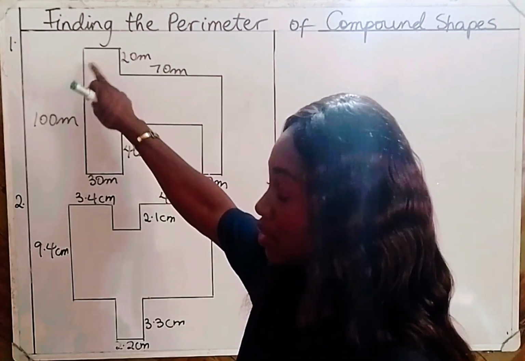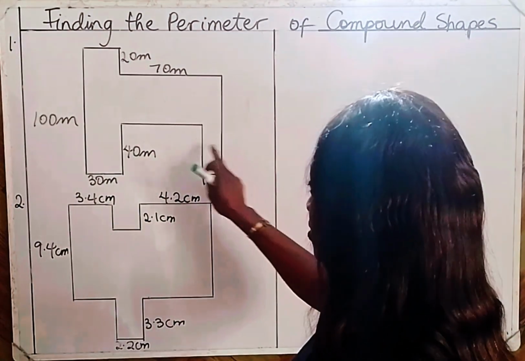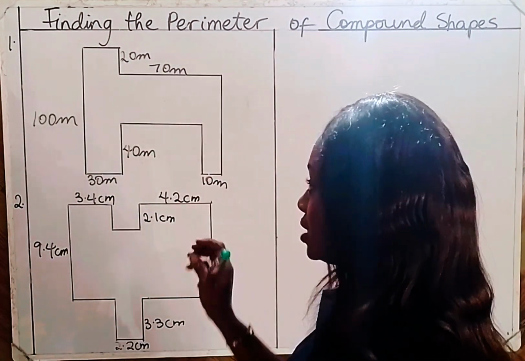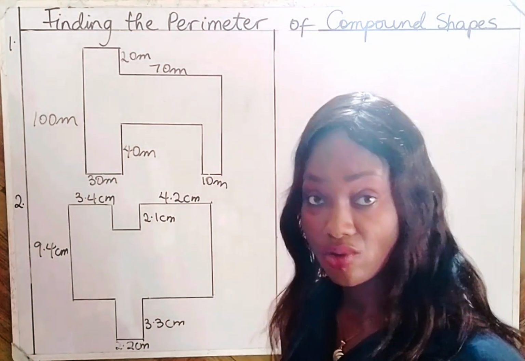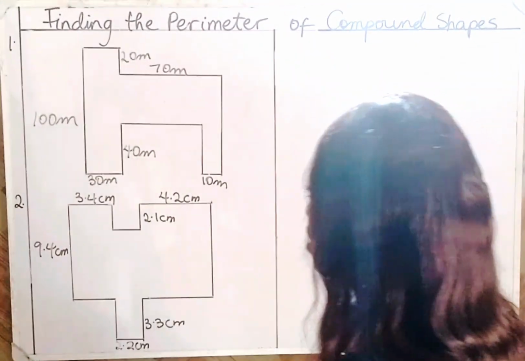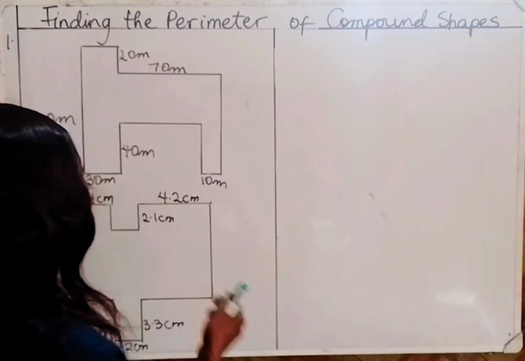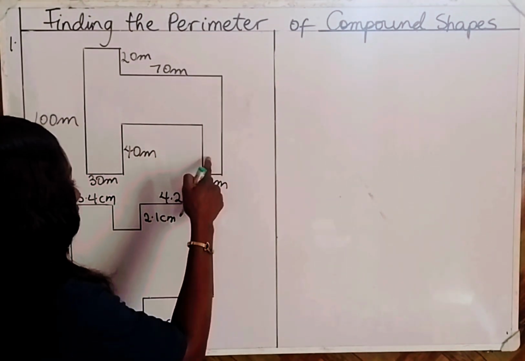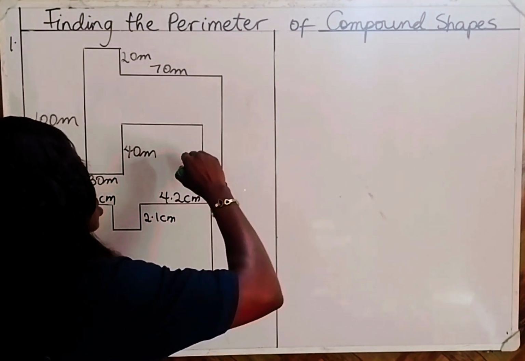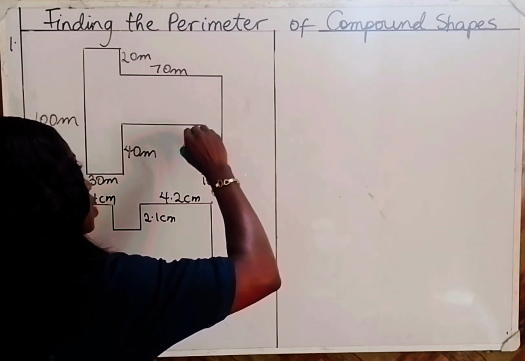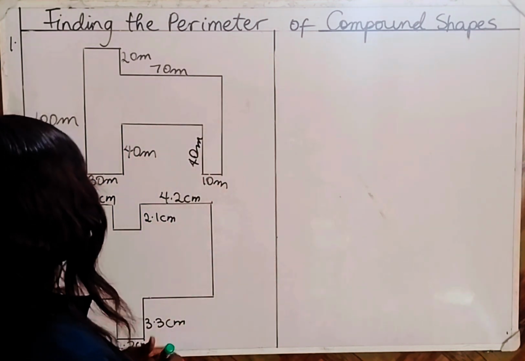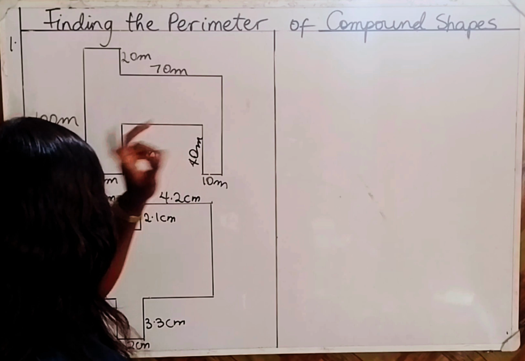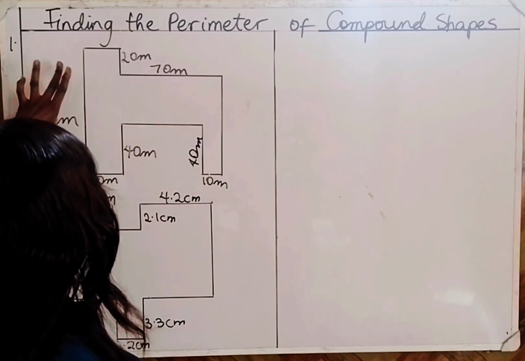We are not given this length, this length, this length, and this length. So these four lengths are unknown to us, but we have every other length given to us. Now, how do we figure out the length of each of these sides? This length and this length are the same, right? So automatically here becomes what? 40 meters.